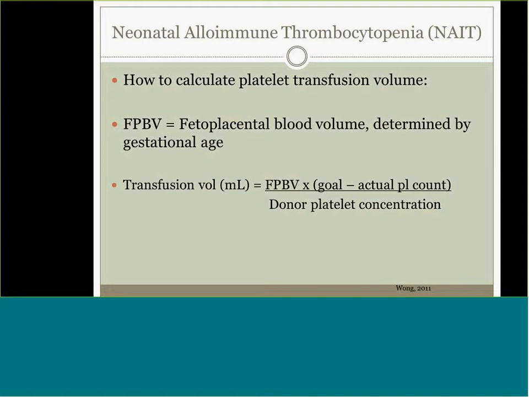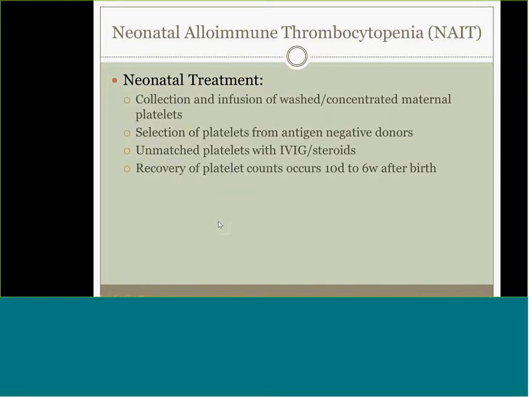How do you determine the platelet transfusion volume? It's based on the fetal placental blood volume, which is determined by gestational age. You take your goal platelet count, minus the platelet count, divided by the donor platelet concentration, which the blood bank will give you, and then you multiply it by the fetal blood volume.